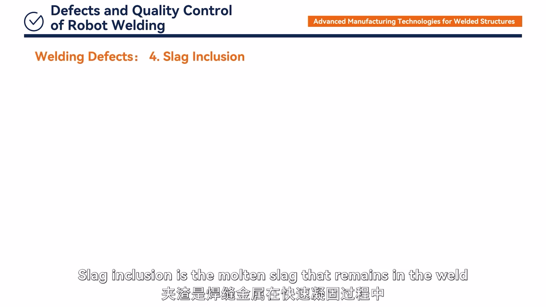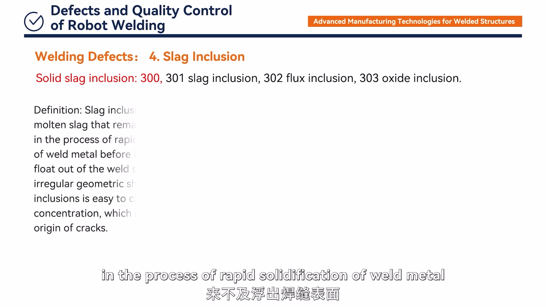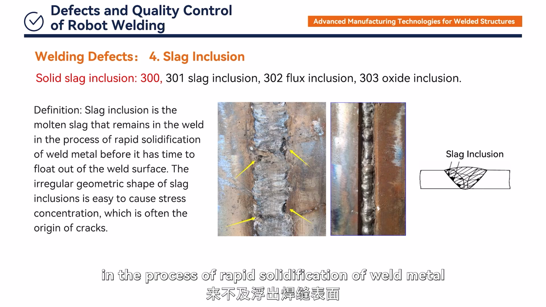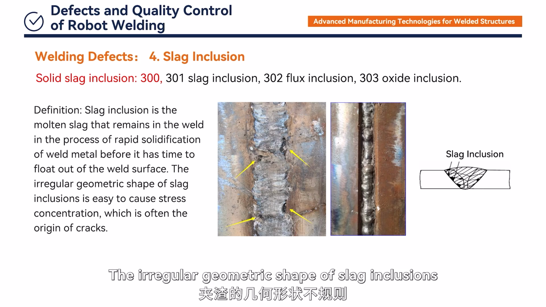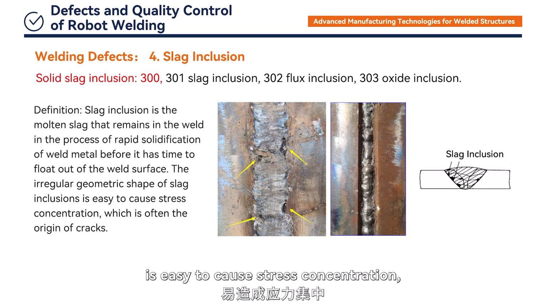Slag inclusion is the molten slag that remains in the weld in the process of rapid solidification of weld metal before it has time to float out of the weld surface. The irregular geometric shape of slag inclusions is easy to cause stress concentration, which is often the origin of cracks.